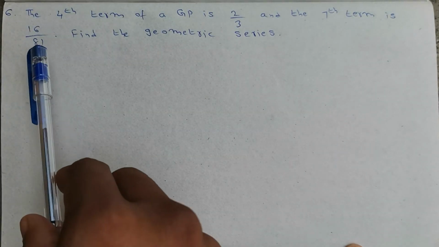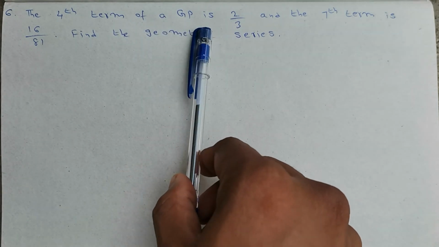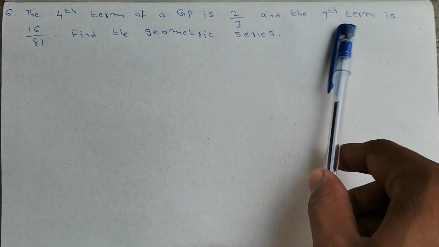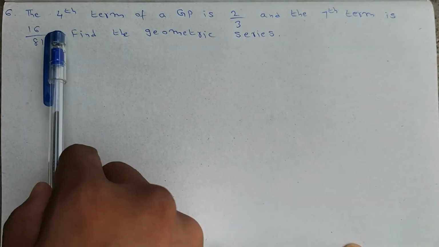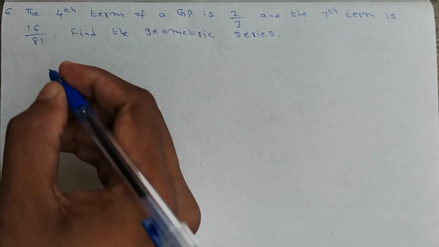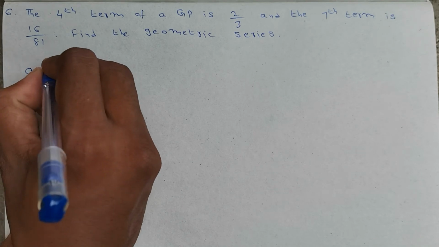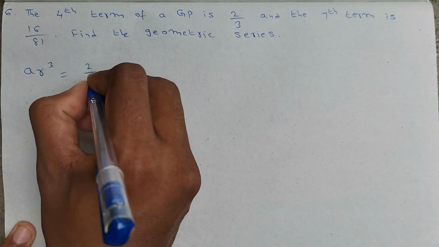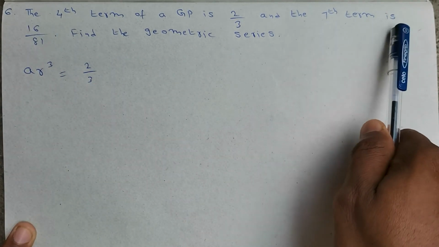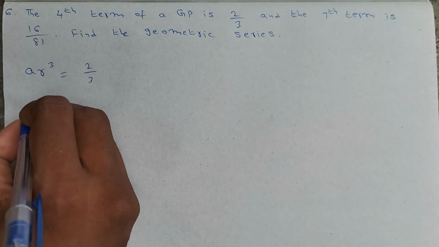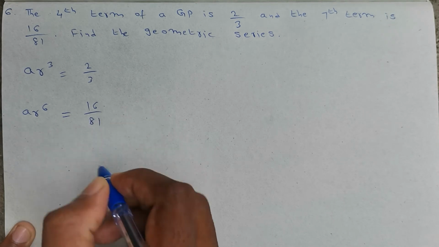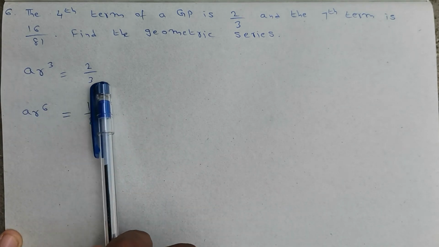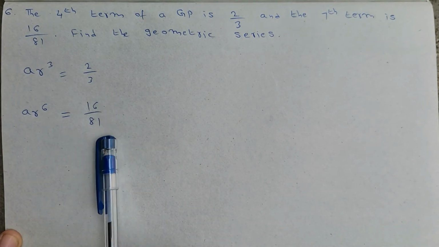Next question: the 4th term of a GP is 2 by 3 and the 7th term is 16 by 81. Then find the geometric series. The 4th term is 2 by 3, so the 4th term is nothing but A R power 3 is equal to 2 by 3. And the 7th term is nothing but A R power 6 is equal to 16 by 81.